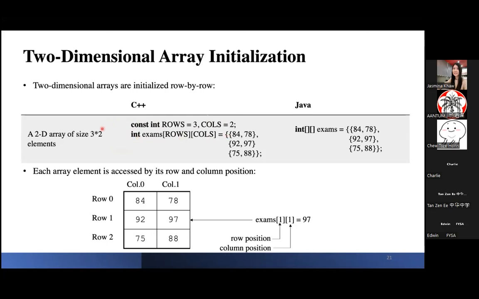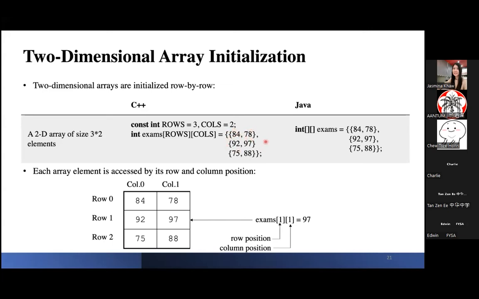Here we have the declaration of the two-dimensional array. We have the data type of integer with the array name of exams. Then we have the size of rows and also the size of column. Here we initialize the values to it. So this is a two-dimensional array. We can use inner curly braces to separate each set of values. So for the first set of values, we have 84 and also 78. So this is the first row with 2 columns.